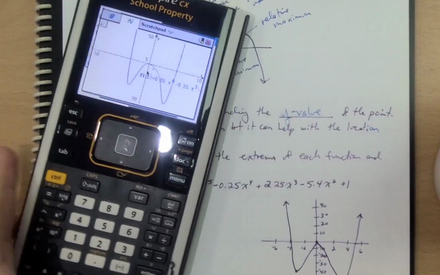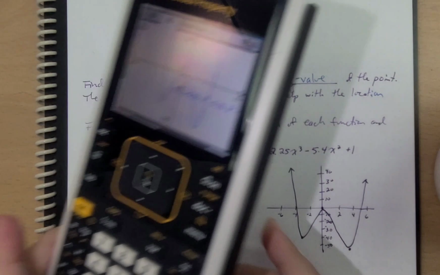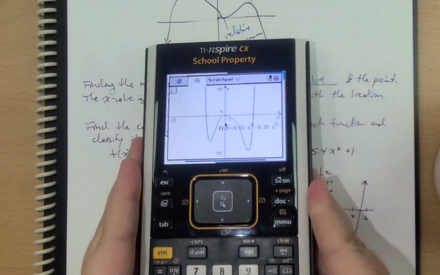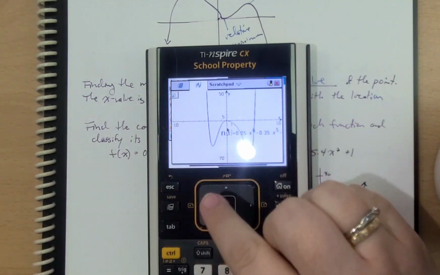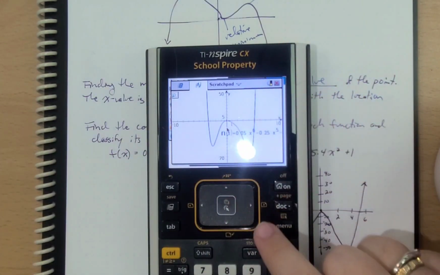There it is. Well, guess what? I already drew it here, so I should have known better. But anyway, we want to classify our local maximum, our local minimum, and our absolute minimum. So we can look at this graph and see kind of what these are going to be, but we want to actually trace them.